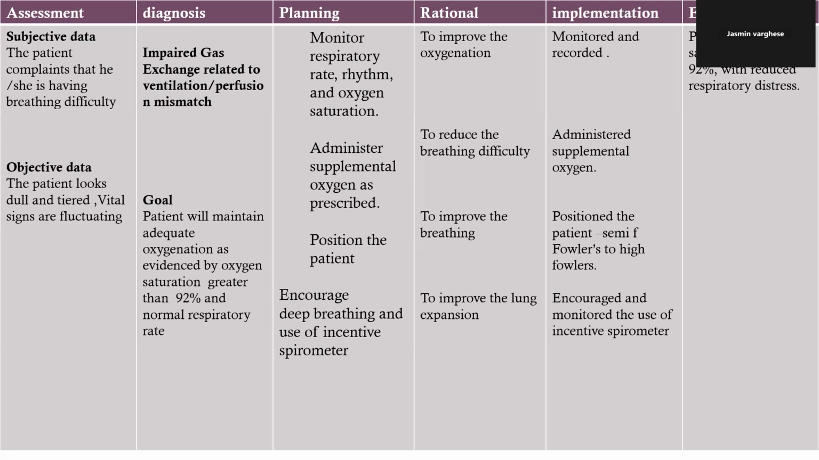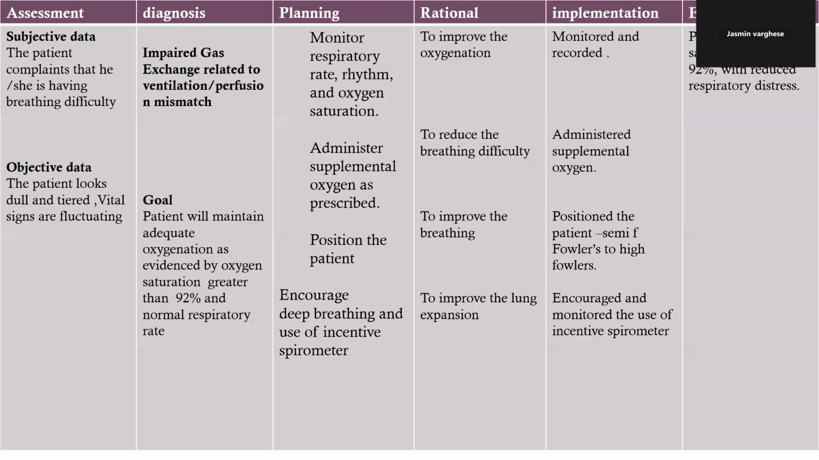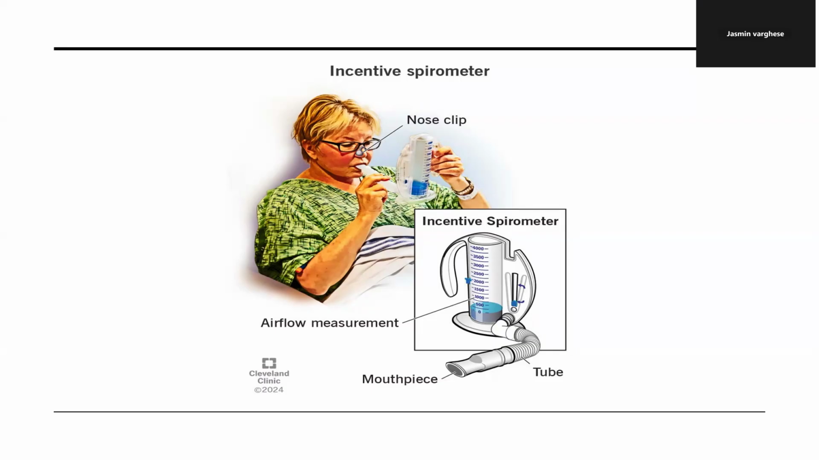Then encourage deep breathing and use of incentive spirometer. Incentive spirometer is a machine that is used to support breathing. So in this image, you can see what an incentive spirometer looks like. So encourage deep breathing and use of incentive spirometer, rationale: to improve the lung expansion. Then implementation: encouraged and monitored the use of incentive spirometer. Then in evaluation, the patient's oxygen saturation is greater than 92% and respiratory distress is reduced. All right. So as I said, this is an image of an incentive spirometer.